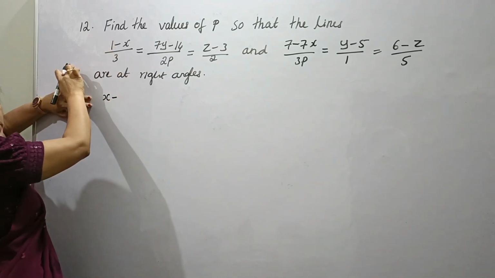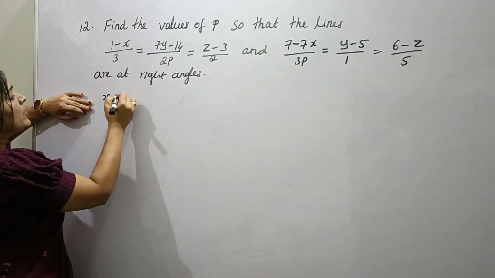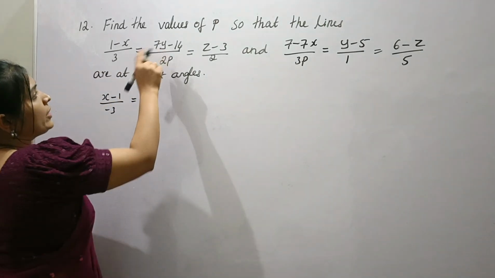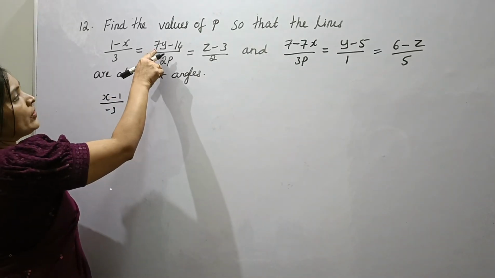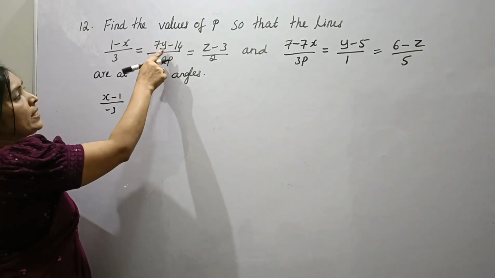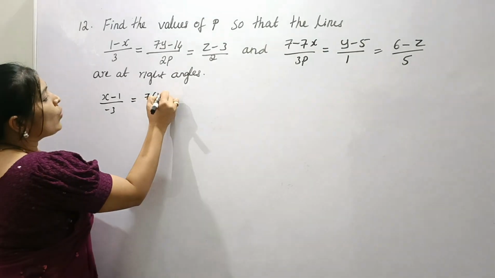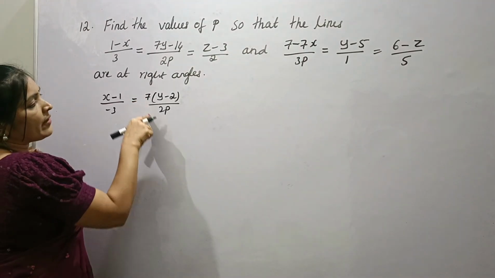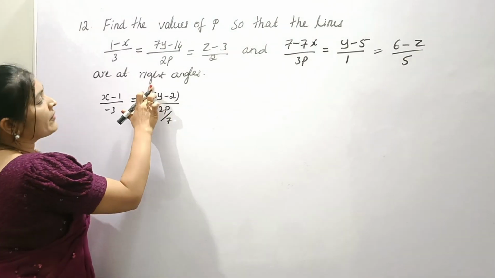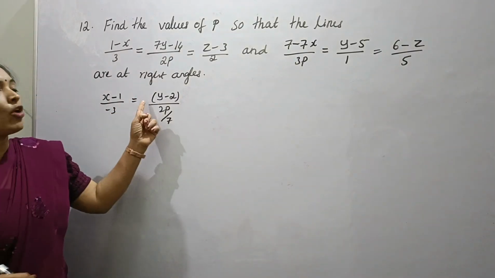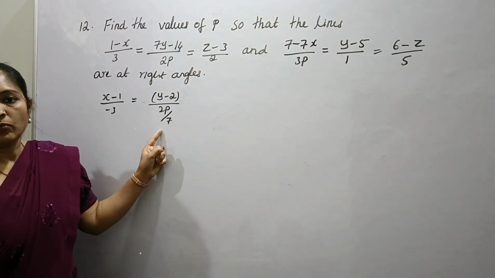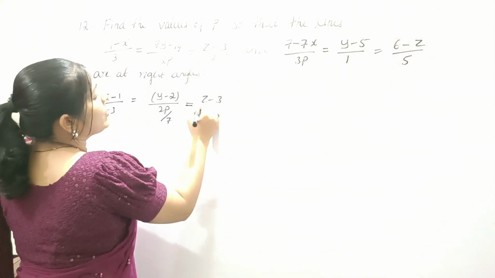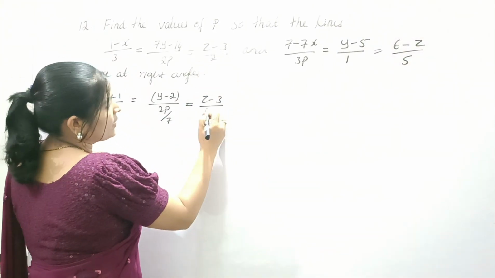So let's take minus outside, so that it will be (x minus 1) divided by minus 3, right? That is equal to, here we need y minus y1, so we have to take 7 outside. That is 7 into (y minus 2) divided by 2p. So let's write this, take this 7 here, that is 2p by 7. Now it's in the form of (y minus y1) by b, that is equal to, next, (z minus z1) divided by c, that is 2.